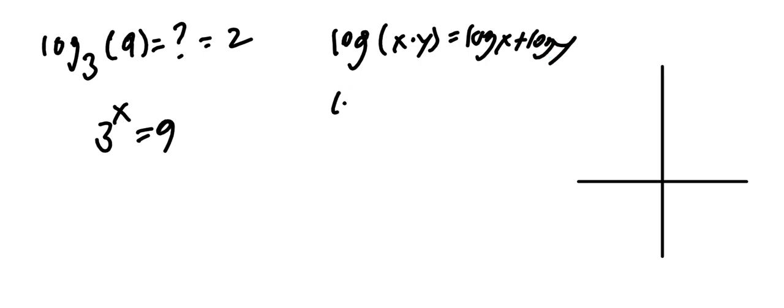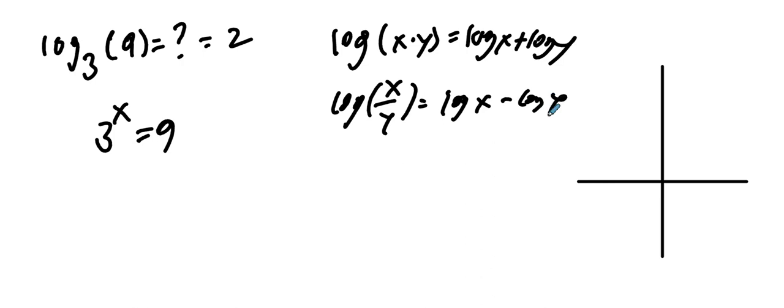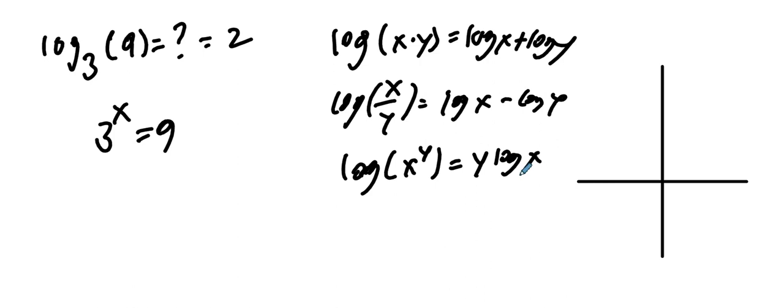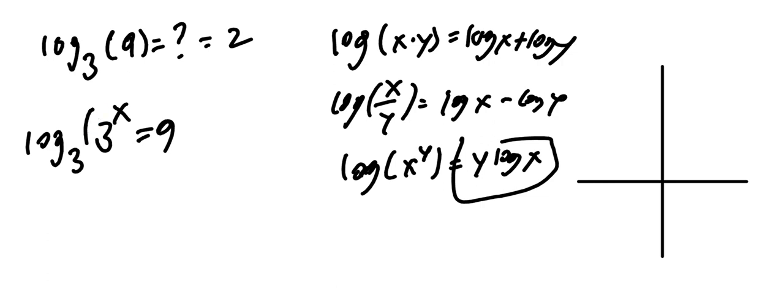Log of x over y is going to equal log of x minus log of y. And log of x raised to the y is going to equal y log of x. So in this case, we're going to use this here. We're going to take log base 3 on both sides.